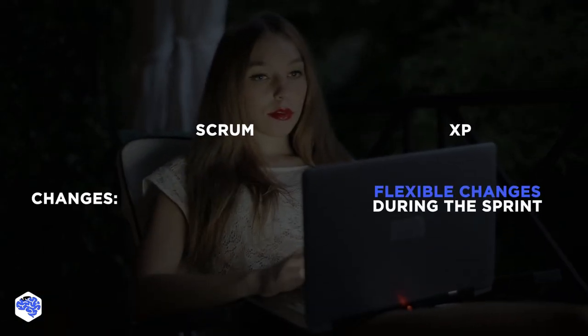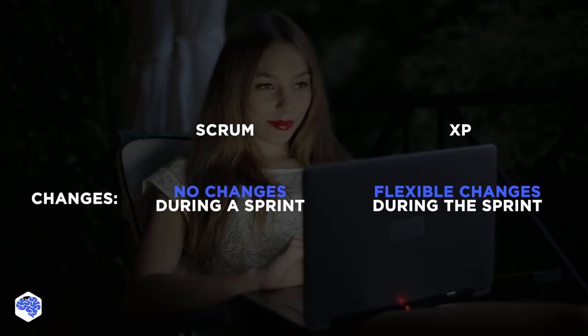XP is more flexible when it comes to changes. Unlike in Scrum, changes can be made by the customer during the sprint itself. When it comes to prioritizing tasks, in Scrum, developers determine the order of their actions themselves. In XP, teams follow strict orders according to priority and requirement.